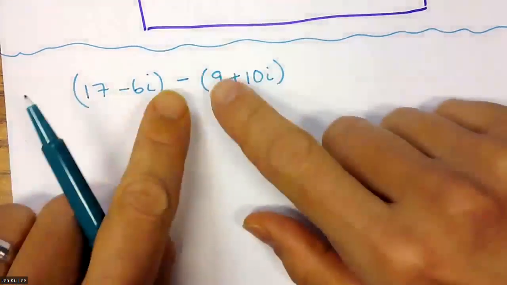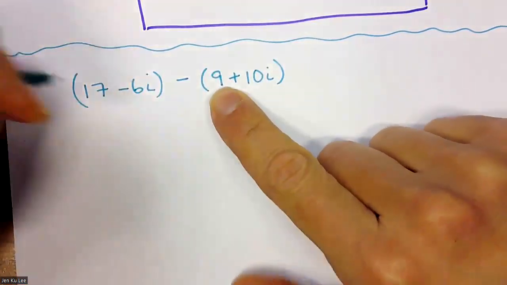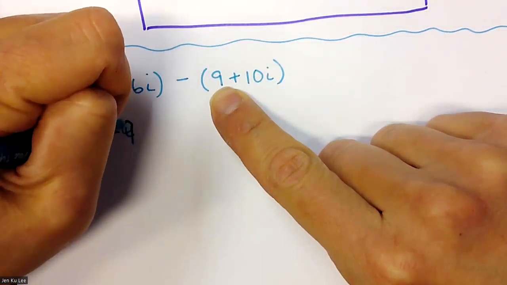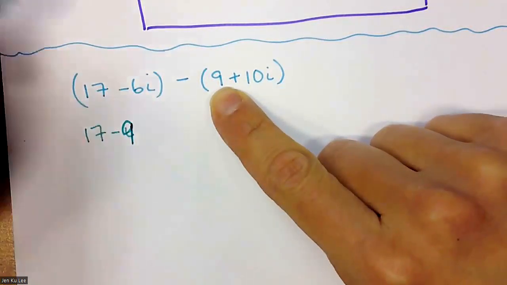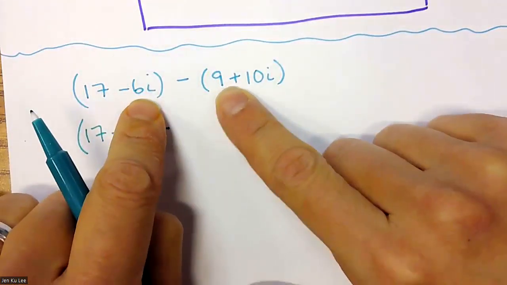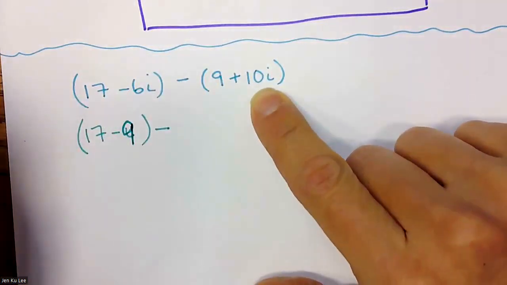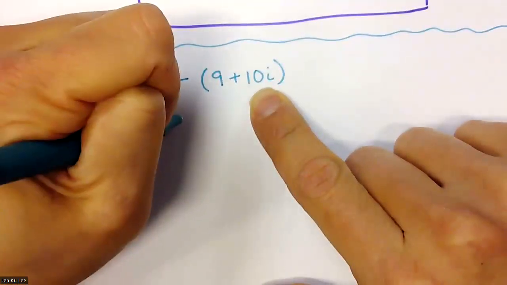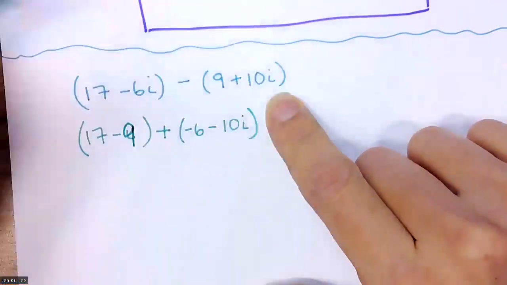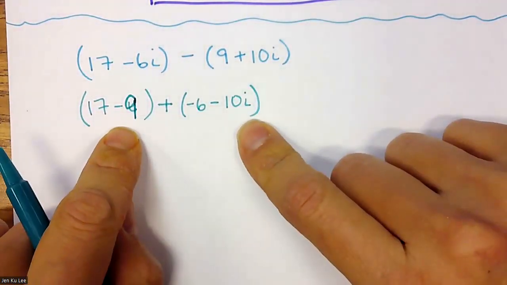So we're going to subtract, because we're subtracting, the real components. So 17 minus 9. Right? Minus negative 6, or negative 6 minus 10i. Okay? Yeah, we're just combining the like terms.